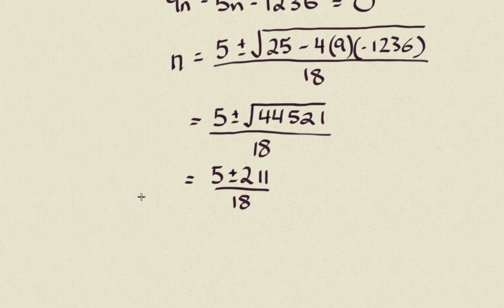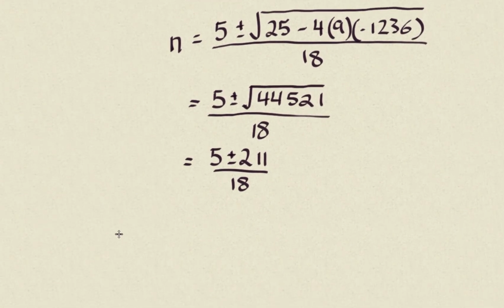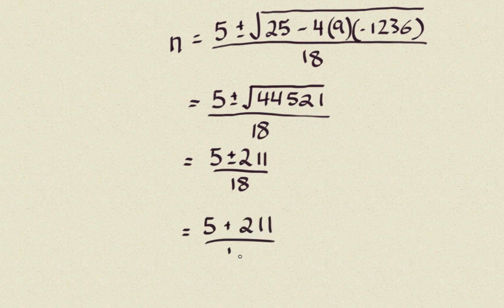Now n must be a positive number, right? n refers to the terms. So we have the first term, the second term, and so on. So n is in the set of natural numbers, which means we can ignore the negative case. So let's just focus on the 5 plus 211 over 18 case.